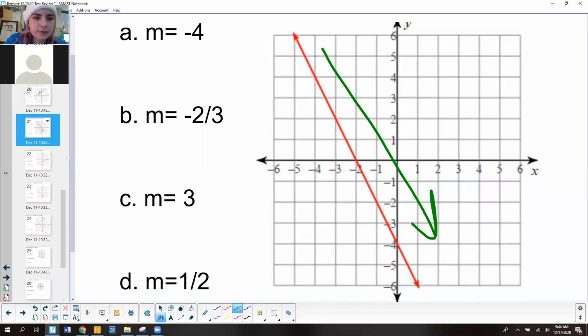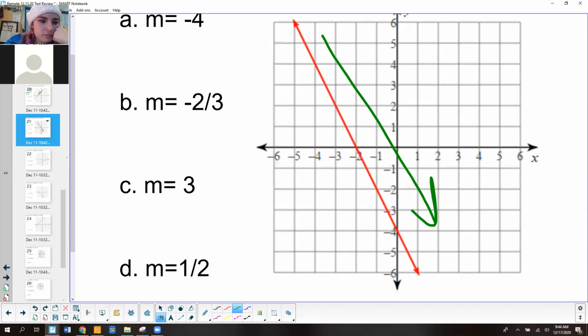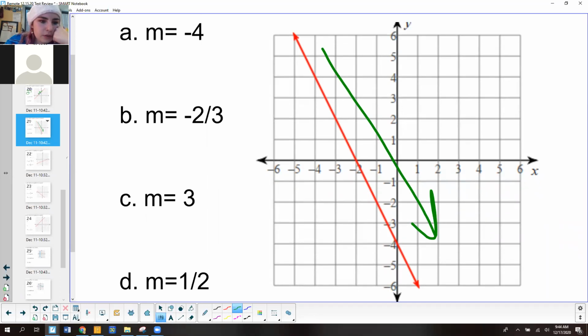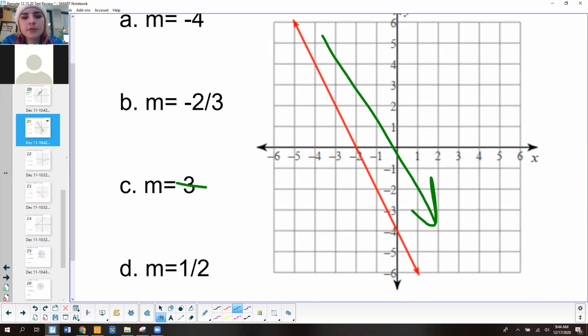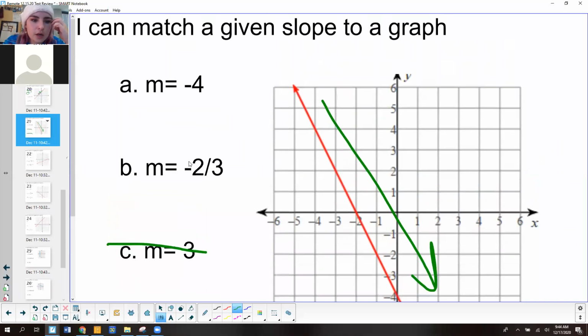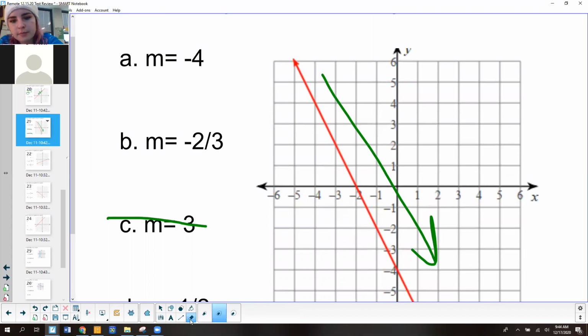So if this is a negative slope, which ones can I cancel out right away? Which options? So I've got A, B, C, and D. Which ones can I cancel out? Awesome, guys. We can get rid of C and D because those are positive slopes. So we don't need those. Again, process of elimination is your friend. So we're going to go ahead and narrow this down between -4 and -2/3. So let me erase my line real quick.